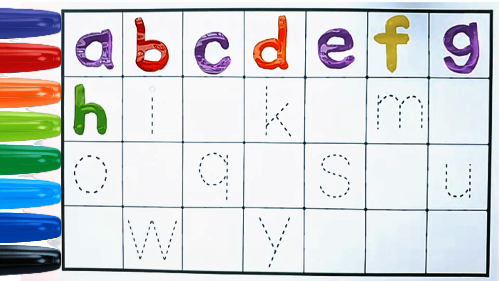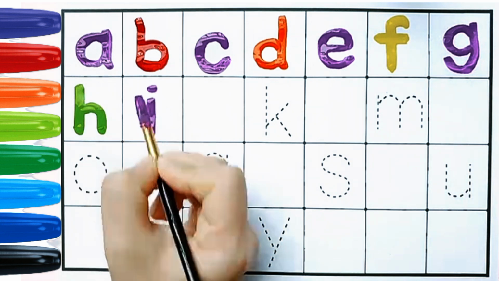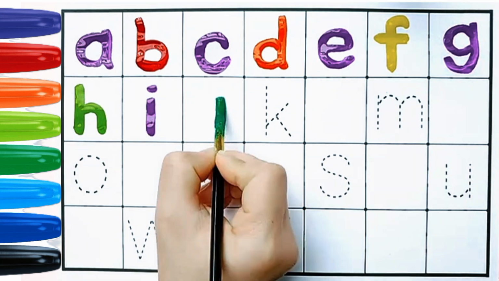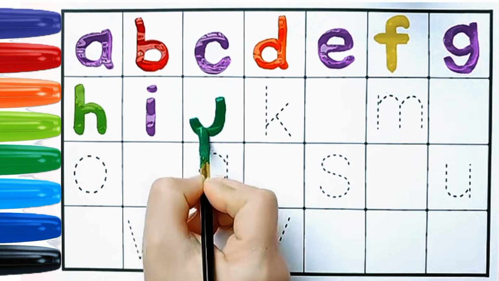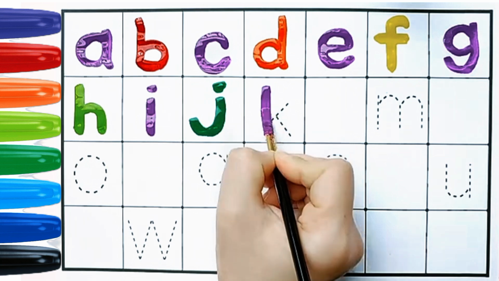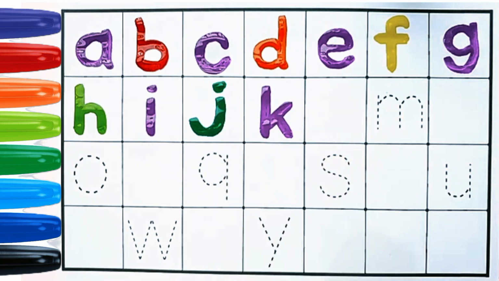H for horse. I for ice cream. J for juice. K for kangaroo.